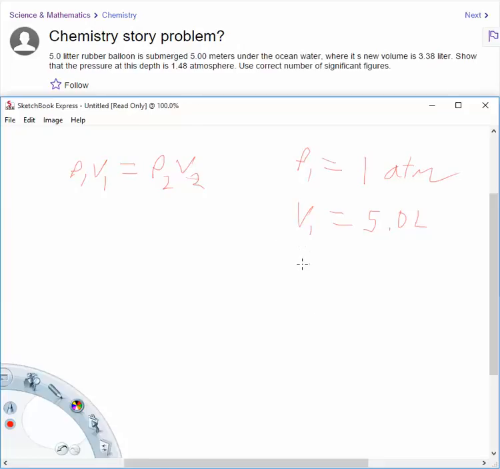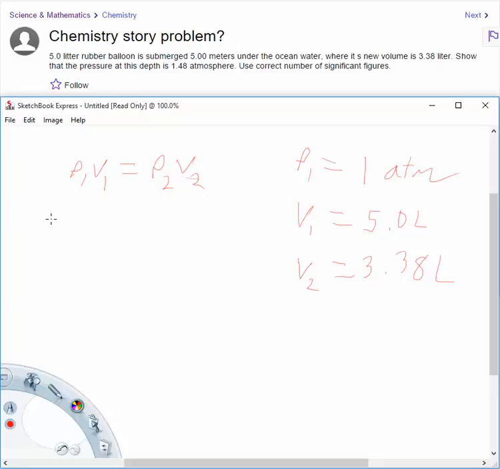Now, it says show that the pressure at this depth is 1.48 atmospheres. So then you go, all right, well, V2 is equal to 3.38 liters, where the new volume is the final volume. And so they want us to prove that it's 1.48 atmospheres. What we're going to do is plug them into the equation.